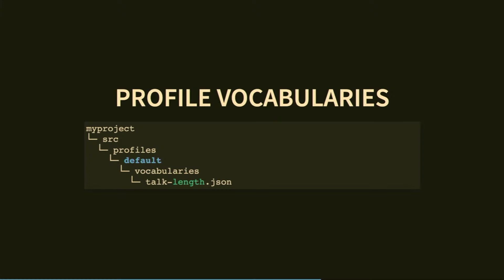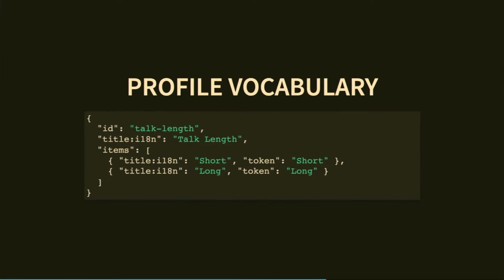We could also add vocabularies using JSON. So we have a talk length vocabulary.json in this case, which is just a JSON structure with an ID and a title, and we have the items in here with the tokens and the title, translatable, obviously.